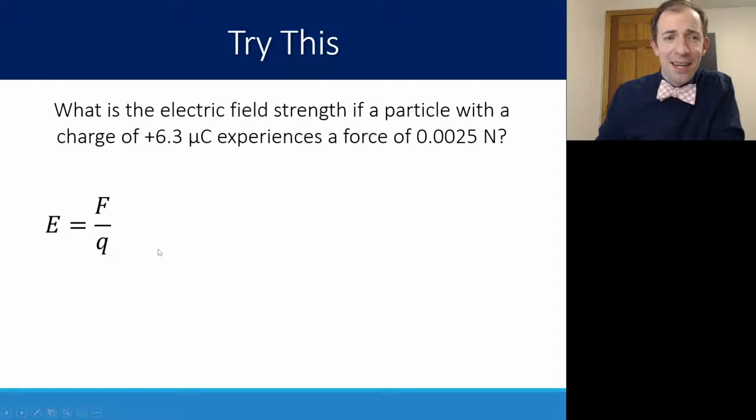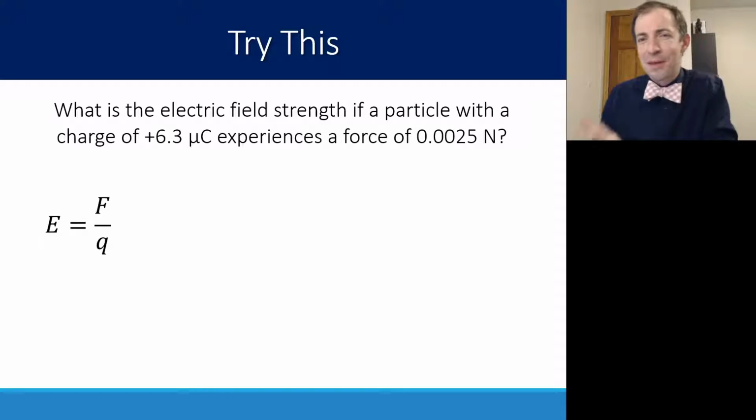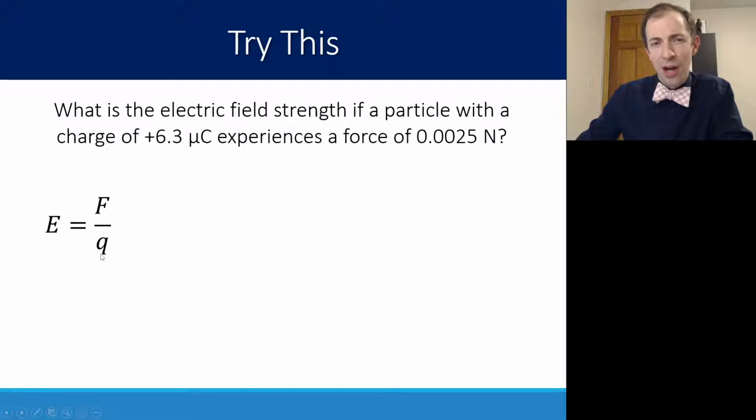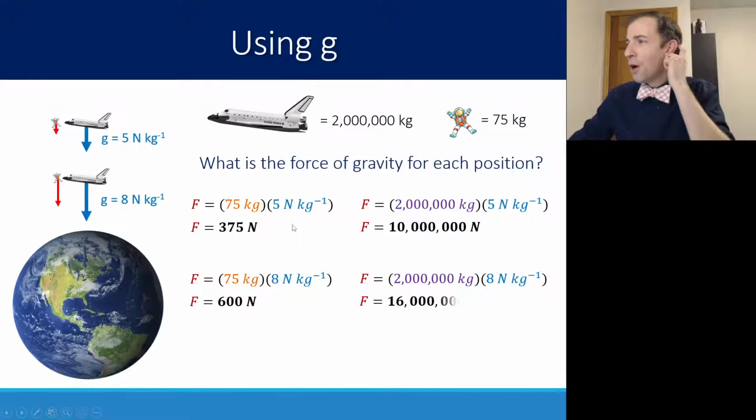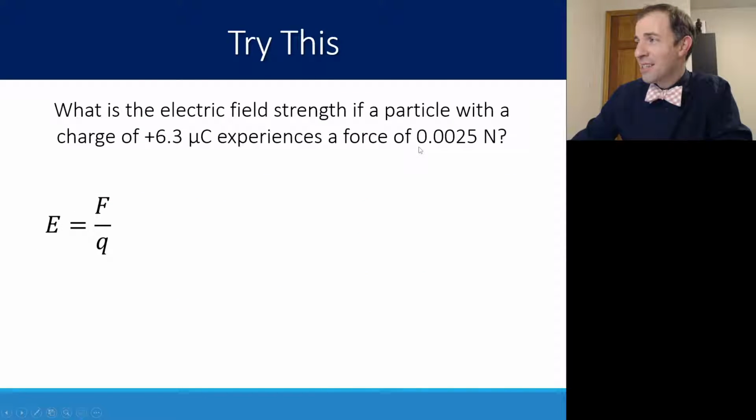So we can do the same thing with electric field strength. Just because we've been focusing on gravity doesn't mean it's that different. Electric field strength is just the force divided by the charge. Well, if I know that the force that's experienced is 0.0025 newtons and the charge is 6.3 microcoulombs, I can convert that to coulombs and plug it in.